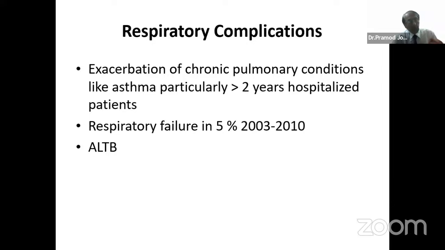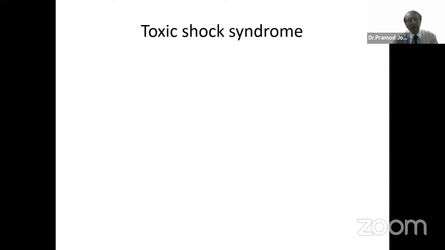And that is why both these vaccines, when a child has received both the vaccine, influenza vaccine at 6 months, and obviously pneumococcal conjugate vaccine in the first 6 months of life, 3 doses, and one booster between 15 to 18 months, then the child is at a lesser risk of developing respiratory complications. Okay. And exacerbation of chronic pulmonary conditions like asthma, particularly more than 2 years hospitalized patients, that is one of the respiratory complications. And then, as I told you, acute laryngotracheobronchitis or croup can also occur.